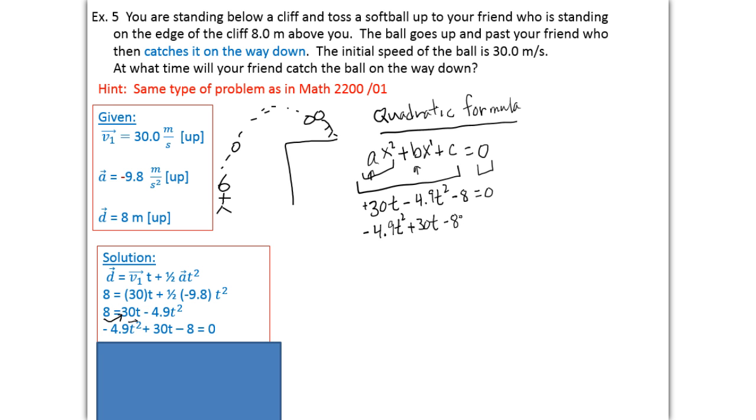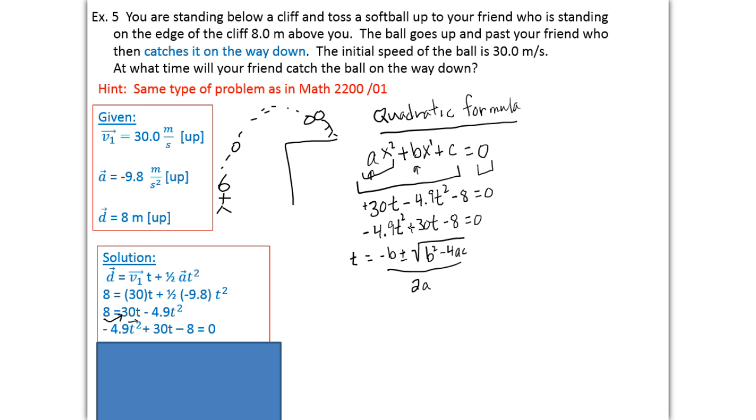And negative 8. Now here's where the quadratic formula comes in. It will find the value of the variable for you. And the quadratic formula is stated. And since we're using t, I'll say t equals negative b plus or minus the square root of b squared subtract 4ac, all over 2a. Now that might seem like a lot, but really you're just substituting numbers in here.